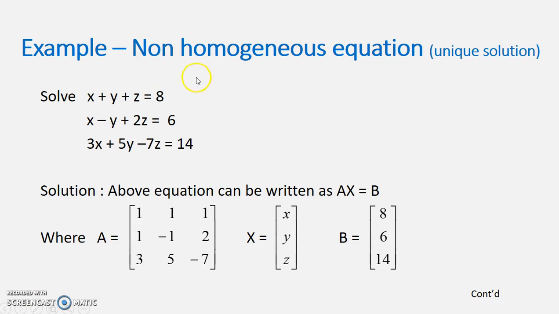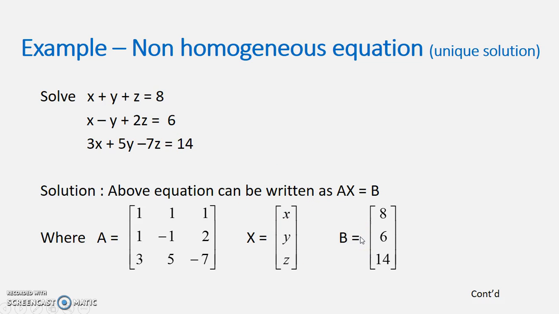I'll take a non-homogeneous equation for which there is a unique solution. See, this is the non-homogeneous equation, non-homogeneous because these are all non-zeros. When we convert this into a matrix equation as earlier, AX equal to B, we have A as this, X is this, B is this one. A is the coefficient matrix of variables like this: 1, 1, 3, 1, minus 1, 5, 1, 2, minus 7. X, Y, Z for capital X, and the constants as the matrix B.